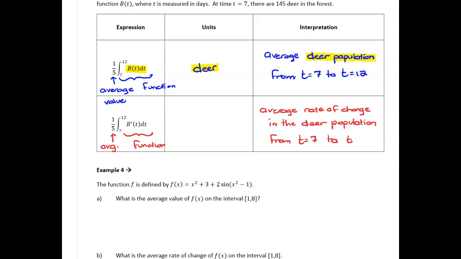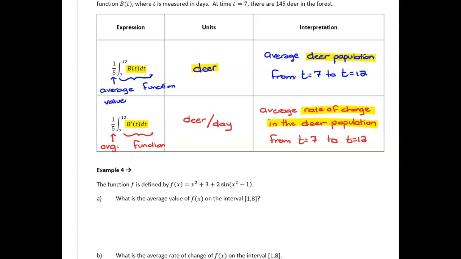All right, and same thing for units. We're taking a look here. Our units are simply going to match our function. Well, if we are talking about the rate of change in the deer population, our units are not going to be deer. Our units are going to be deer per day.